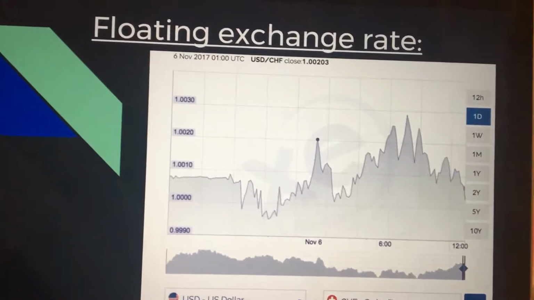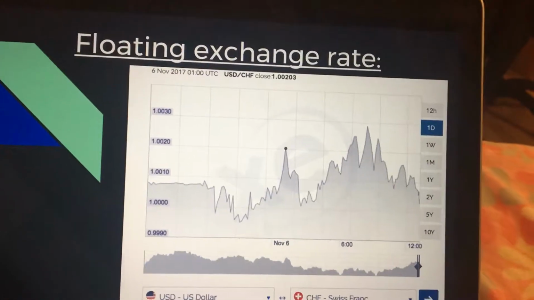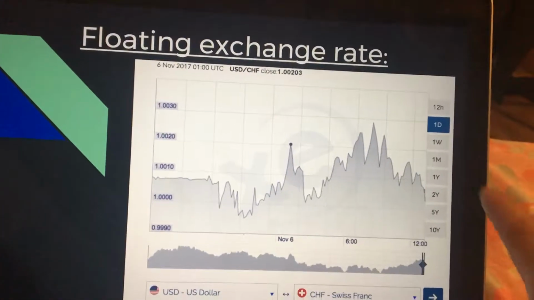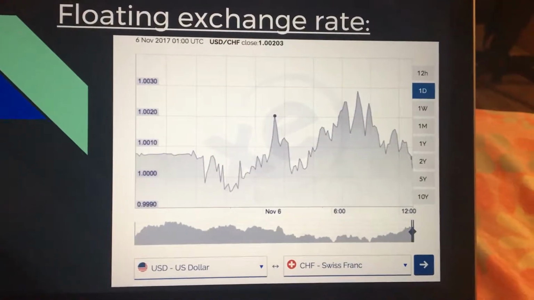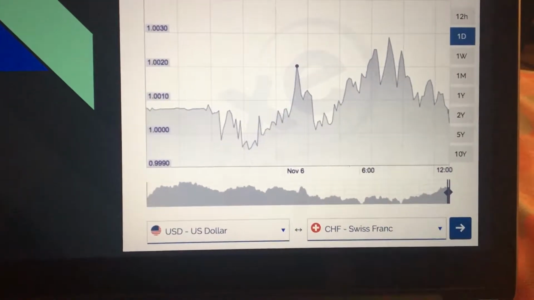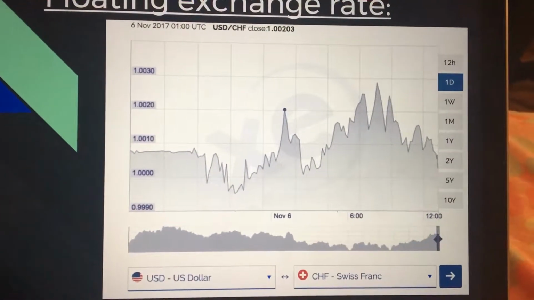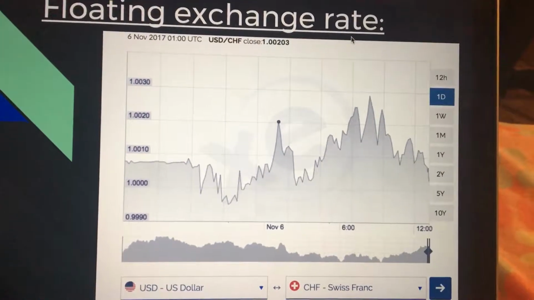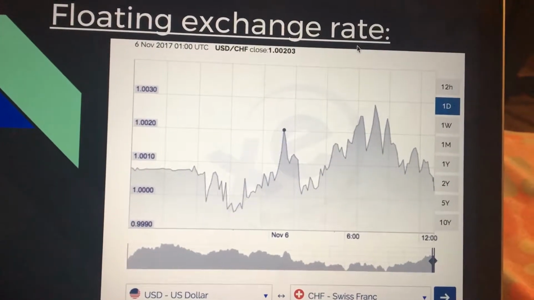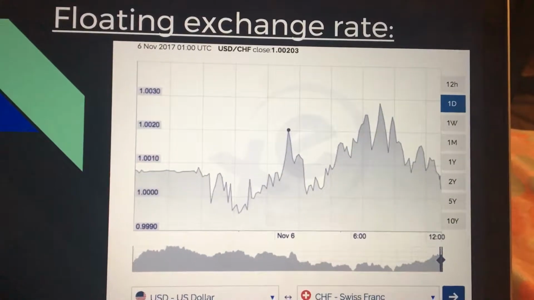This is an example of a floating exchange rate. This is between the US dollar and the Swiss franc. Now, it's important to note that this is just within 1 day. So you can see it might look like the value of the two currencies is changing a lot. However, if you look closer at the y-axis, the bottom of the y-axis is 0.9990 and the top is 1.003.